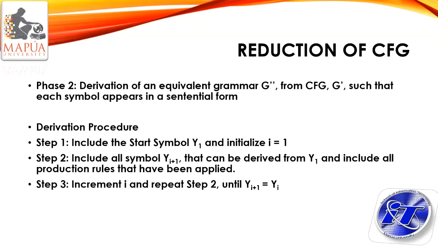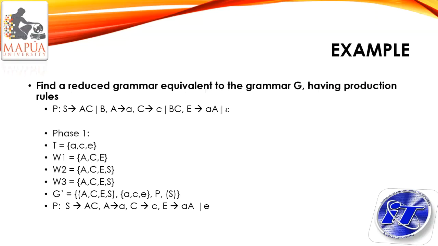Okay, so let's have an example. Find the reduced grammar equivalent to the grammar G having these productions. This is the start symbol S, which yields AC or B. A yields small a. C yields c or the non-terminals BC. And E yields the terminal a, non-terminal A, or empty.